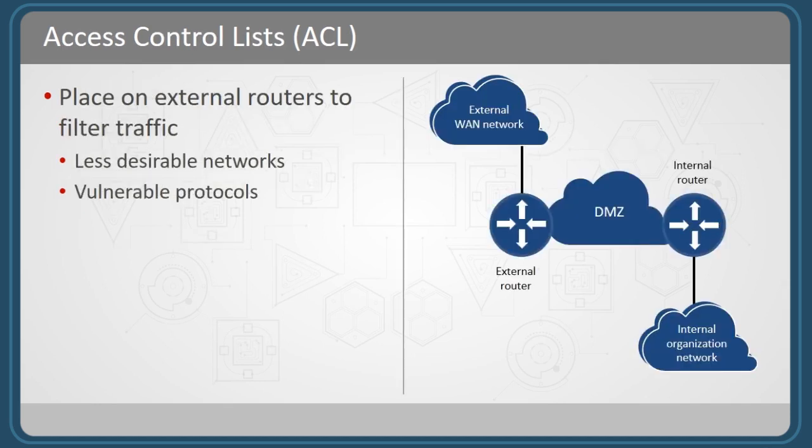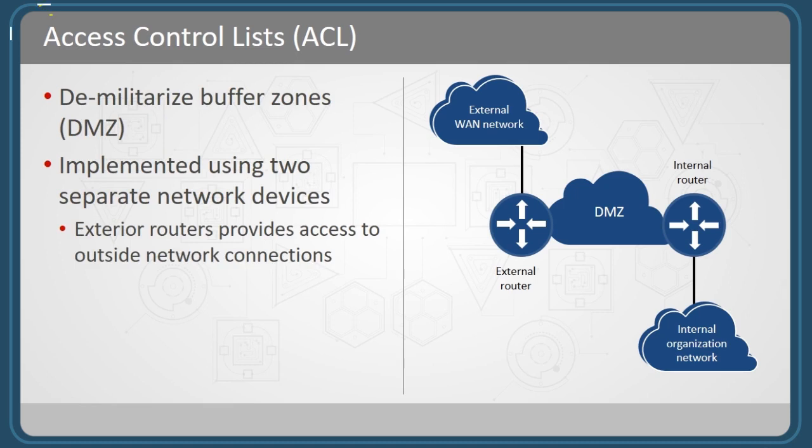Now, another approach is placing these rules on external routers to filter traffic from less desirable networks and perhaps those that use vulnerable protocols. And this allows you to effectively create a demilitarized zone, which is just a buffer between your internal organization and the external WAN, or in most cases, the internet. So certain systems have to be exposed to the internet, such as web servers. So they're placed in the DMZ, and you can, again, implement ACLs to specifically state that traffic from the external side is going to be allowed based on the following conditions, but then you can perhaps implement tighter controls on the inside, so you can still control it at different levels, if you will.